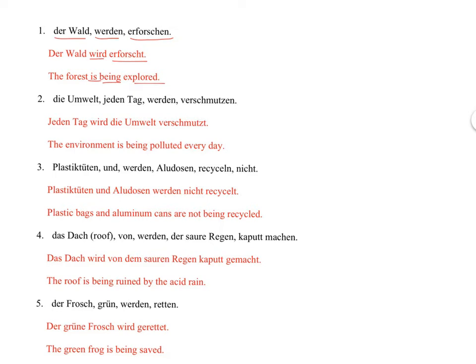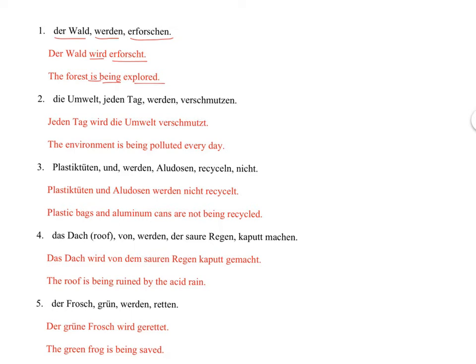And just as a reminder, if you want to add who is exploring the forest, you should add the preposition von. And because of German sentence structure, it has to come after wird. You have to have the subject, the verb, and then the extra verb, erforscht, has to be at the end. So that leaves one spot where we can fit von, and then the detail of who is doing the exploring. So let's look at number 2, die Umwelt. And then jeden Tag, werden, and verschmutzen.